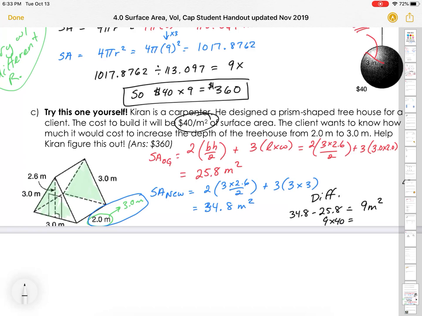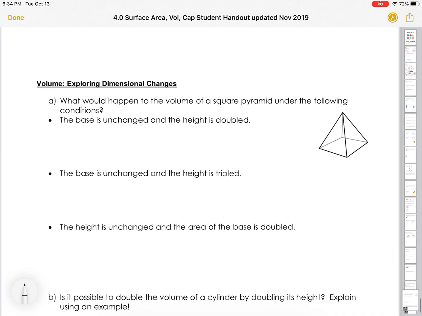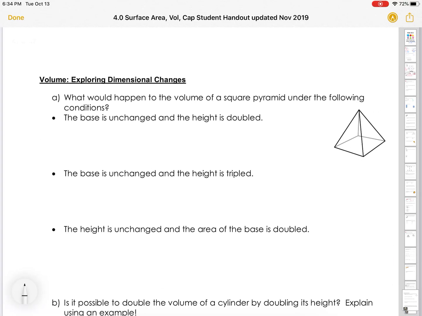And it costs $40 per meter squared, so 9 times 40 equals, I can barely see this, 9 times 40 equals 360 more. Okay, alrighty. I'm so sorry I started doing volume instead of surface area. My apologies.